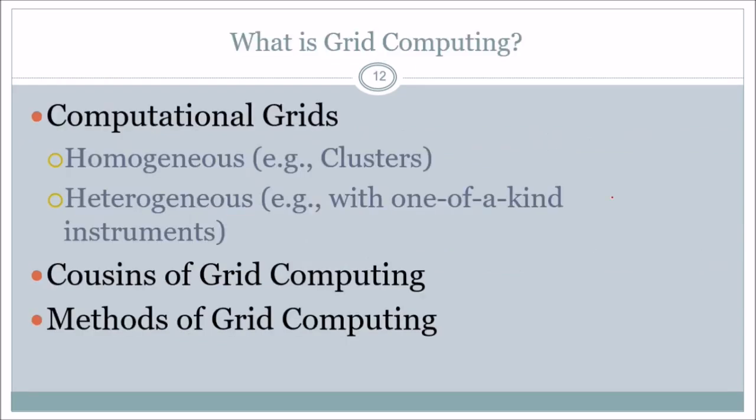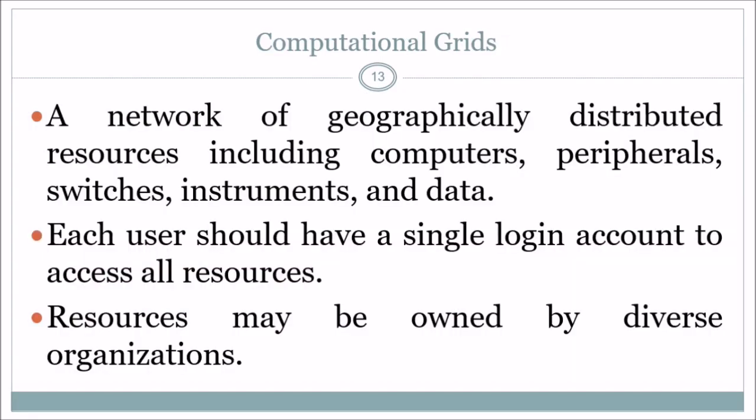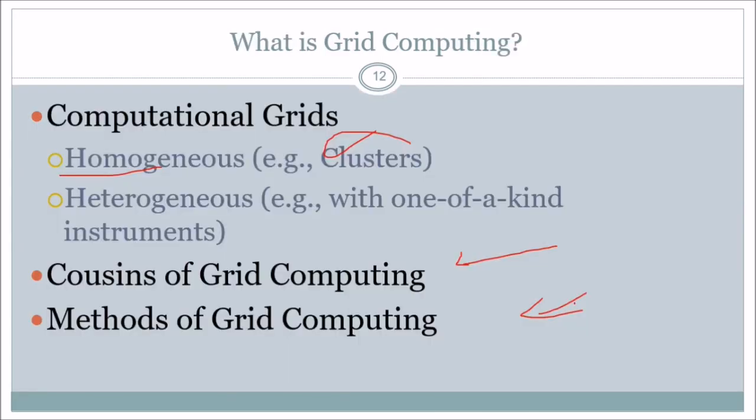What is grid computing now? This is a very important question. You have computational grid, you may have homogeneous like clusters, you have heterogeneous. And there are various cousins of grid computing. There are various methods of grid computing. Let us see each of them one by one.